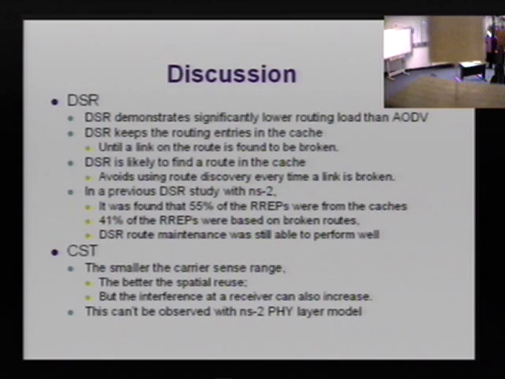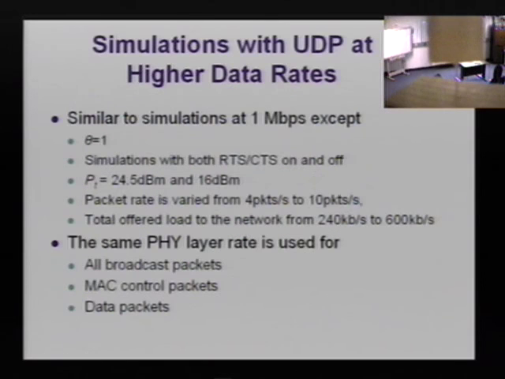Also, this is what I just said, carrier sensing threshold. The smaller the carrier sensing range, the better spatial reuse we get, but the interference at the receiver can also increase. And you can see this with NS2.